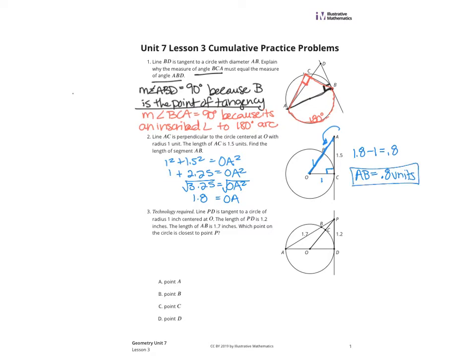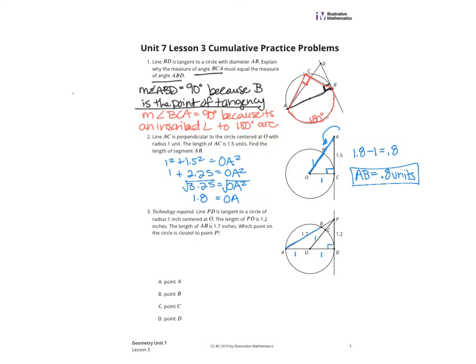So let's take a look at number 3. It says PD is tangent, so I know this is a right angle to the circle. I know my circle's radius is 1, so OD is 1. I also know, like just up above, OC is also 1, because that's my radius. I know OA is also 1. Then it says the length of PD is 1.2. I can see that on my diagram. And AB, from A to B right here, is 1.7. And then it asks which point is closest to P: A, B, C, or D.